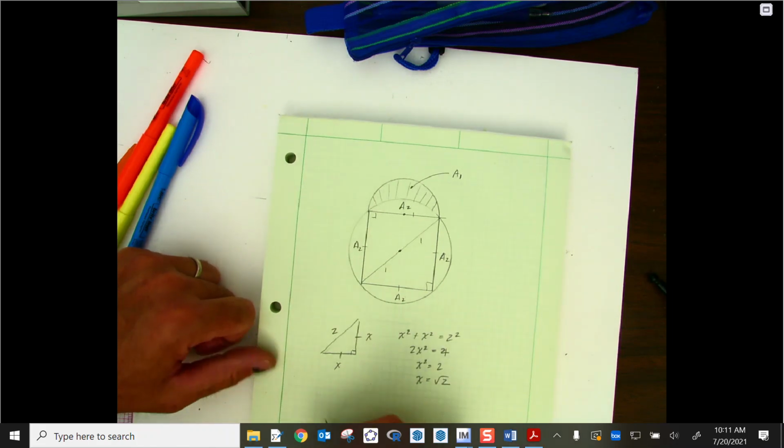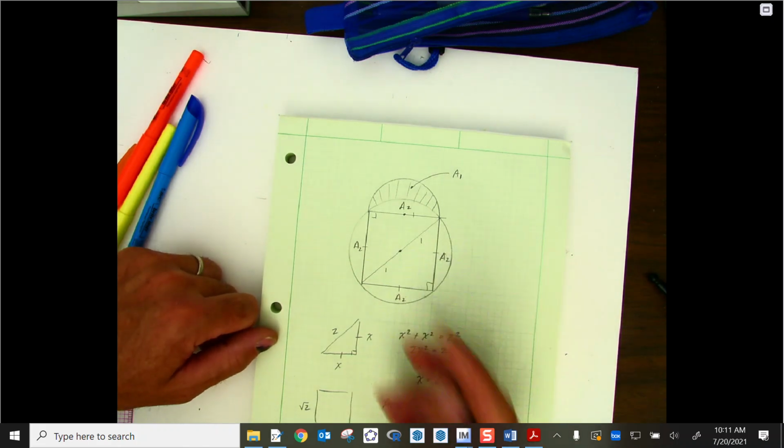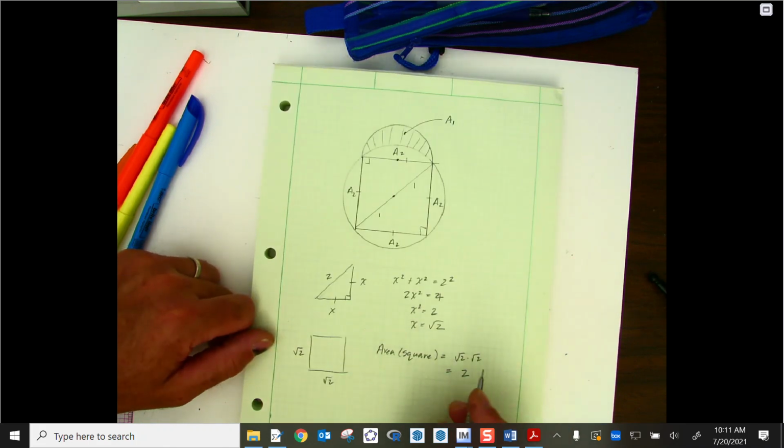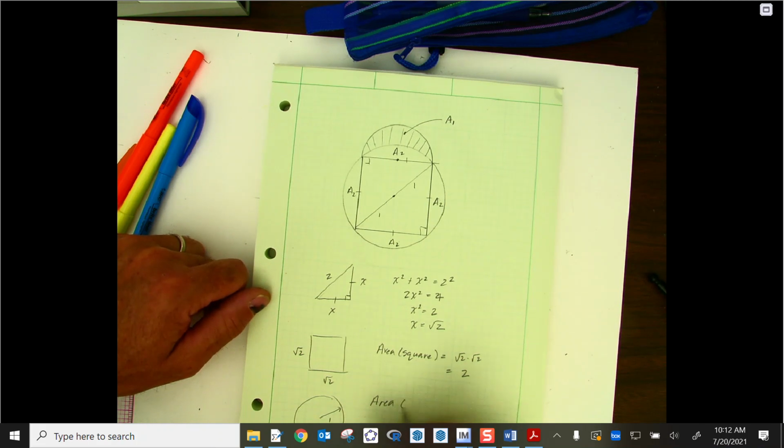So a rough picture of that is sort of like this: root 2, root 2. So that means the area of the square is going to be root 2 times root 2, which is just 2. So the area of the square is 2. And I've got the area of the circle, which has radius 1, so the area of the circle is going to be pi times 1 squared, or just pi.